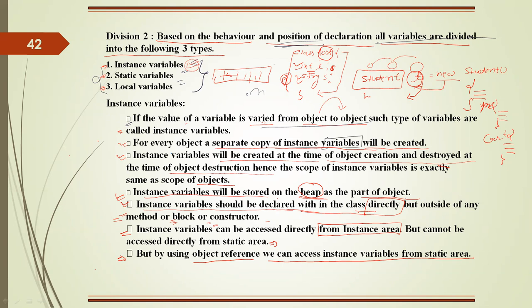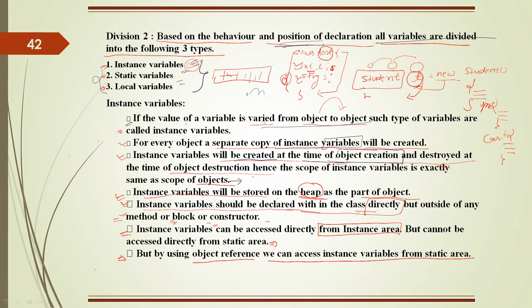For every object, a separate copy of that instance variable will be created. The instance variable will be created at the time of object creation, and destroyed at the time of object destruction, and the scope of the instance variable is exactly the same as the scope of the object.